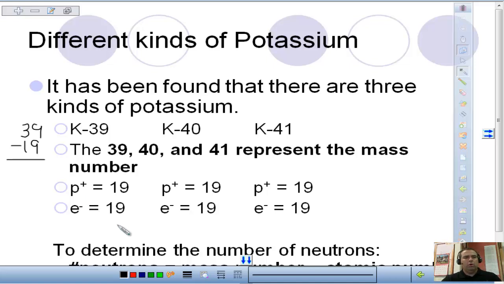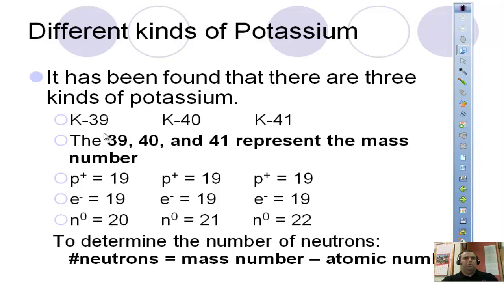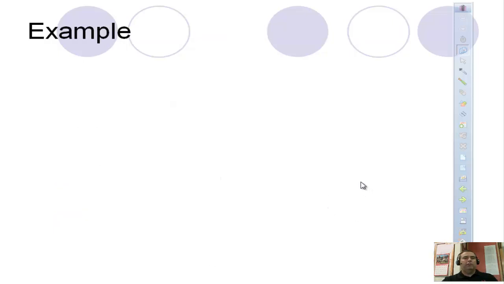For this one, we find that there are 20 neutrons. For the second one, we'll take 40 and subtract away 19, and you'll find out that there are 21 neutrons. For the last potassium, you'll take 41 minus 19, and you'll end up with 22. So 39 minus 19 gives me the 20, 40 minus 19 gives me my 21, and 41 minus 19 will give me my 22.